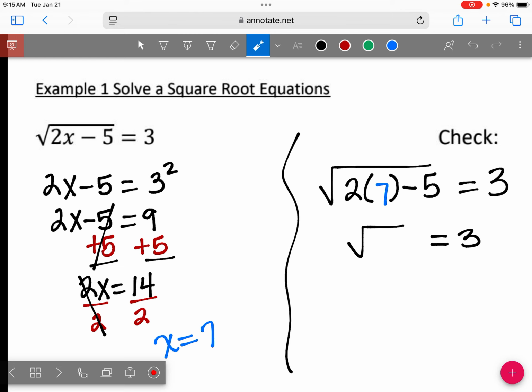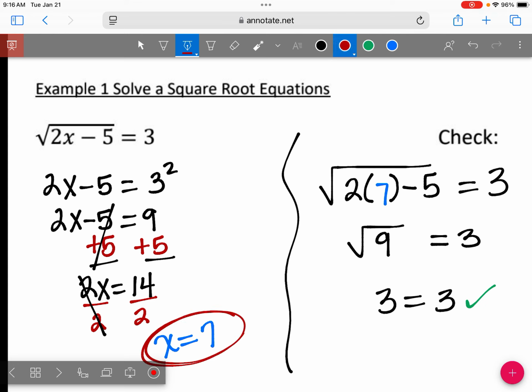So what is 2 times 7 minus 5? 9, good. And when we take the square root of 9, we get 3. Now we know that the square root of 9 could be plus or minus, but we're focusing on the principal, which is the positive. So because when we substituted in the 7, we actually got an equation that was true, that tells me that x equals 7 is an actual solution that we can keep.